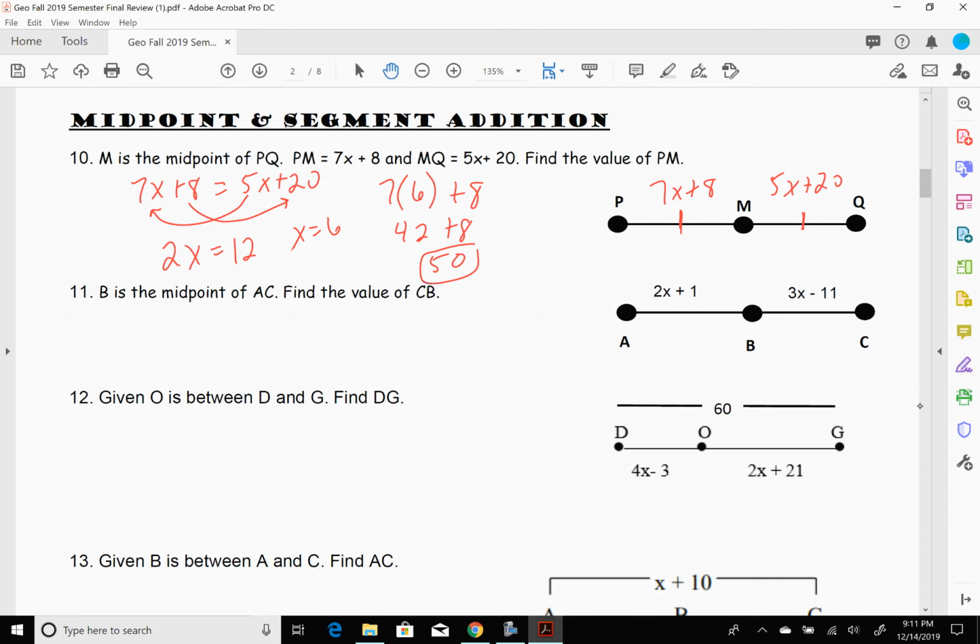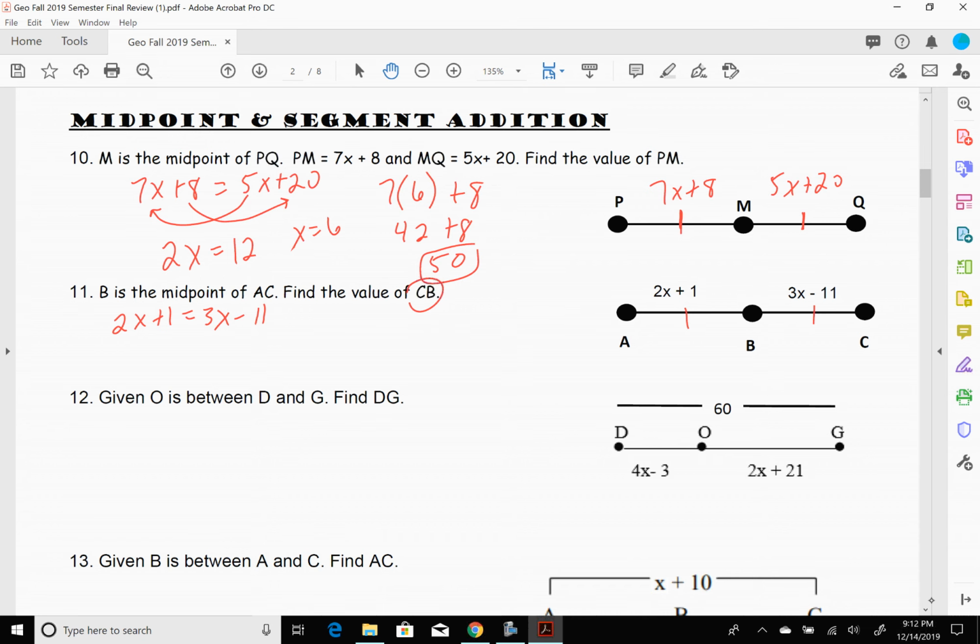Okay, next thing, it says B is the midpoint of AC. So again, since it's the midpoint, those are equal. And then we need to find the length of CB. Okay, so that means those two things are equal. So we have 2x plus 1 is equal to 3x minus 11.